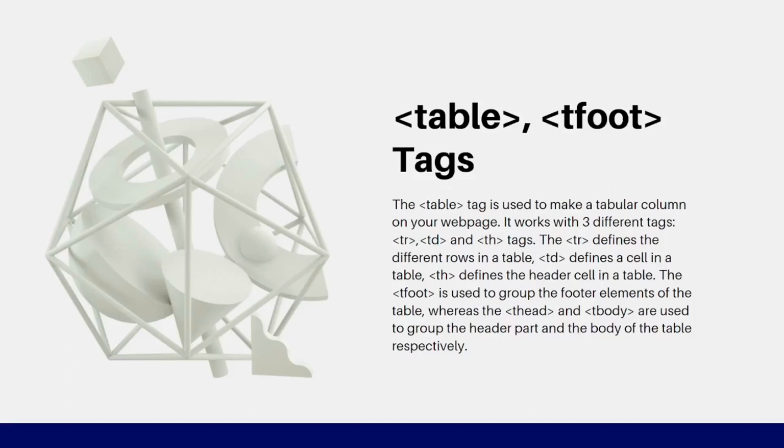The table and tfoot tags. The table tag is used to make a tabular column, which works with the tr, td, and th tags. Tr defines the row in a table, td defines a normal cell, th defines the header cell. Tfoot is used to group the footer elements, whereas thead and tbody are used to group the header and body elements.